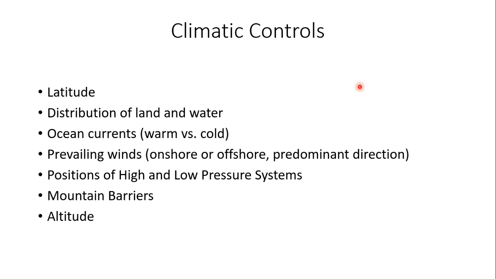The prevailing winds, whether they're onshore or offshore, predominant wind direction throughout the course of the year. The positions of the synoptic pressure systems, these high and low pressure systems. Mountain barriers, the location of mountains. Does somebody live in a mountainous area? What type of weather or climate is associated with the mountains? And then altitude, it kind of ties in with those mountain barriers.